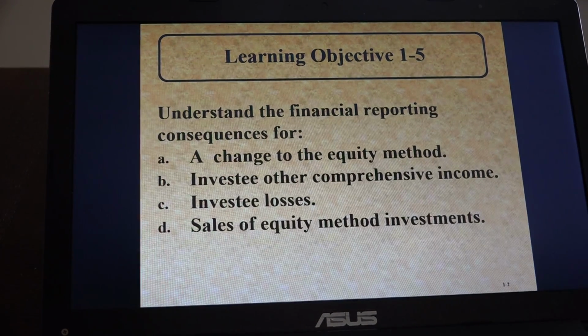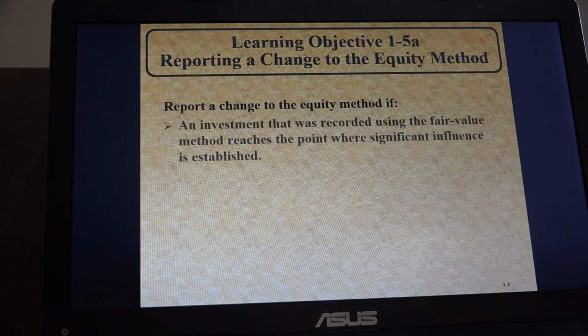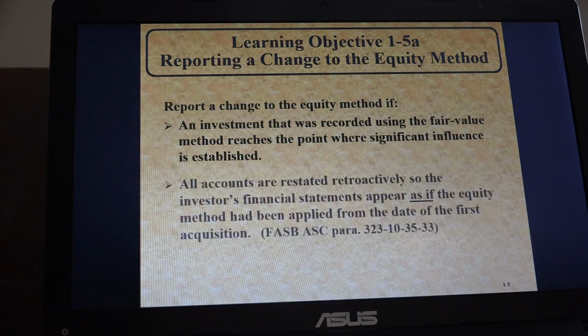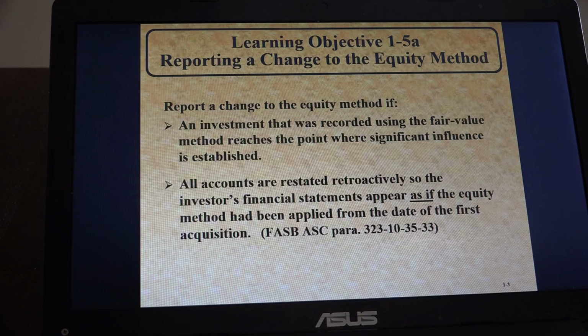Okay, so what happens when you have a change in the amount of ownership that you have? Well, let's talk about first if you have a change from fair value method to equity method. What's happening?